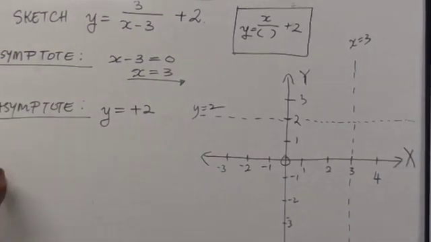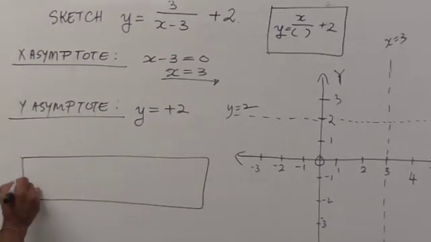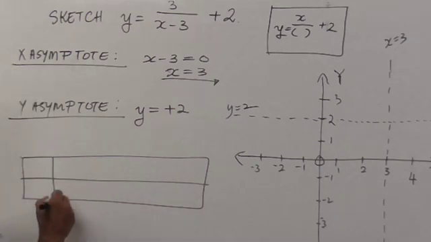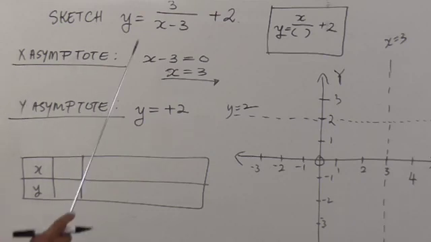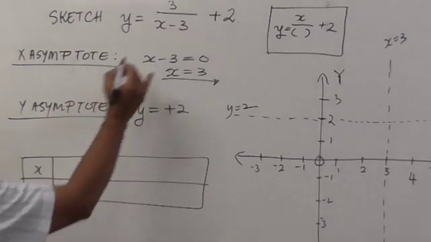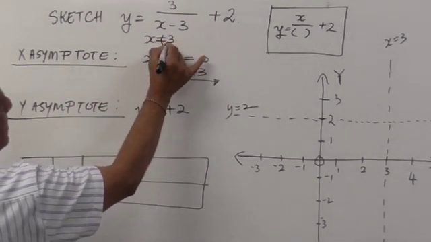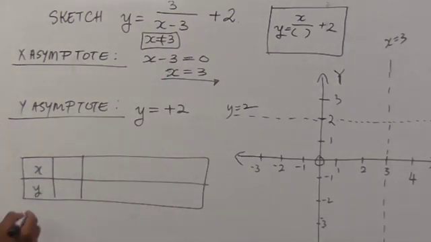There's something special about this one. The question is, what value of x can you not use? Well, x must not equal 3. You cannot use that. That means I can use x is 0. So let me use 0. Let me use minus 3.